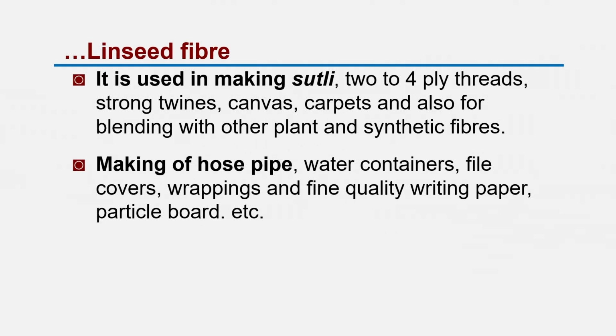It is used for making sutli, 2 to 4 ply threads, strong twines, canvas, carpets, and also for blending with other plant and synthetic fibers. It is also used in making hose pipes, water containers, file covers, wrappings, and fine quality writing paper, particle board, etc.